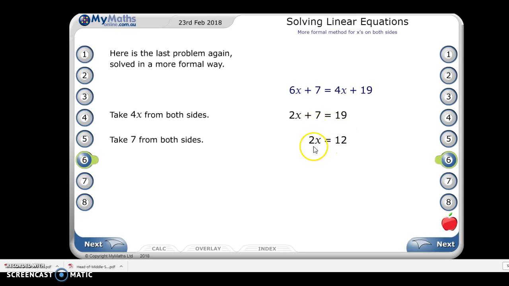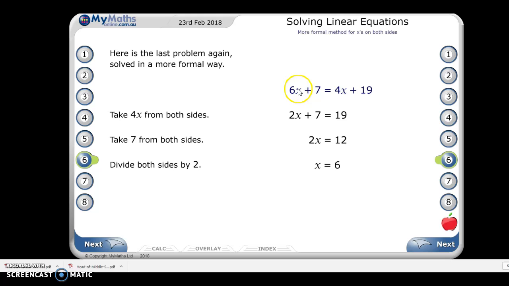So we've taken 7 from both sides. Once again, they're not showing the working. This is called the swap side, swap sign method. I would want to see probably a -7 underneath here and a -7 underneath here. Then the next step, of course, is to divide by 2. So I probably want to see divide by 2 underneath here and divide by 2 underneath here, and that leaves me with 6. So that's pretty easy.